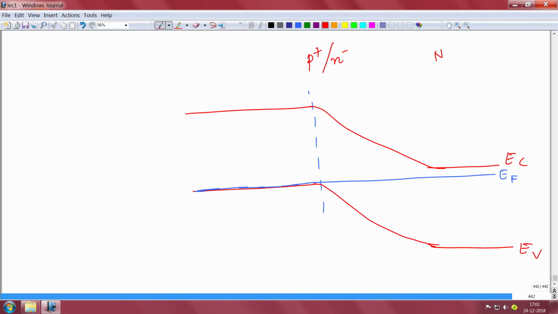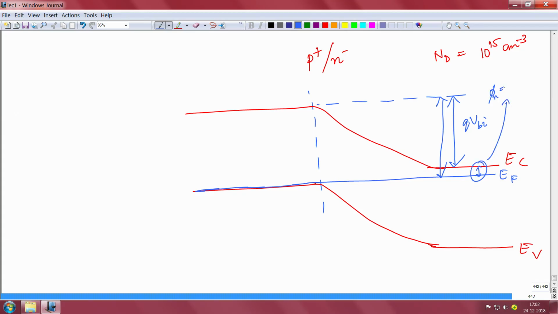Now the N type doping on the N side, suppose it is given to be 10 to the power 15 per centimeter cube silicon. How will you find out the built-in potential? So the built-in potential is this value. How will you find out? That value is nothing but equal to this quantity, if you see very carefully, minus this EC minus EF. So EC minus EF, this quantity, if I call that phi n, that quantity is nothing but kT by q ln of NC by ND.